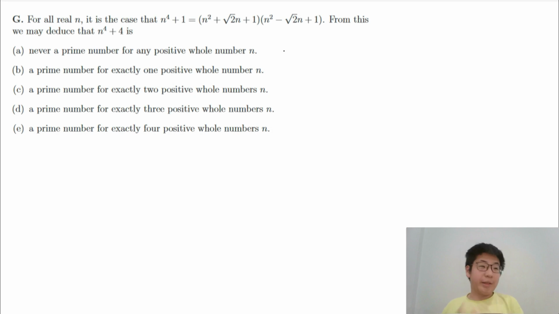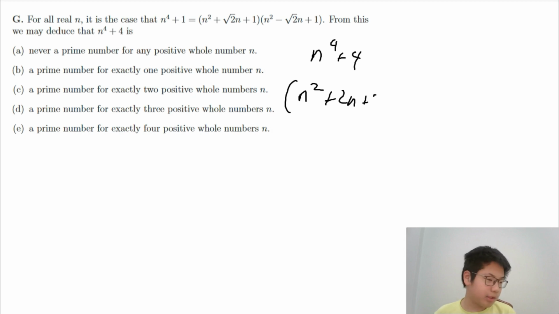So, we deduce that n to the power of 4 plus 4, if we call it n^4 + 4, this is the case that it's (n^2 + 2n + 2)(n^2 - 2n + 2).